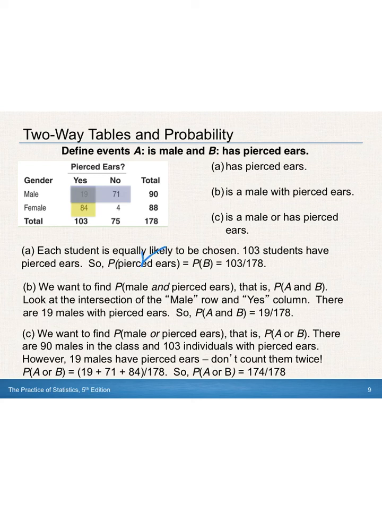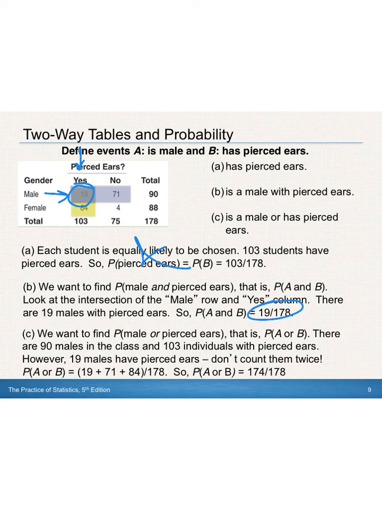So we already looked at this one, that they have pierced ears. Now if we want to find the probability of a male with pierced ears, we're going to go ahead and look in the male row, which is over here, and in the pierced ears column for this overlapping area. So there's going to be 19. Ooh, that's a lot of kids. 19 kids out of 178 that are boys with pierced ears.